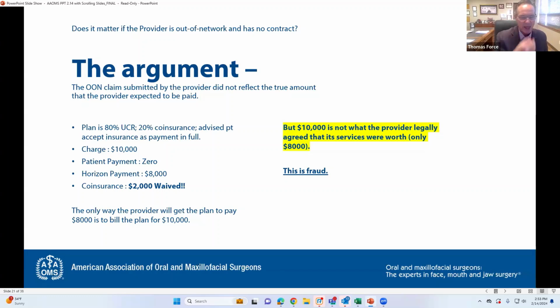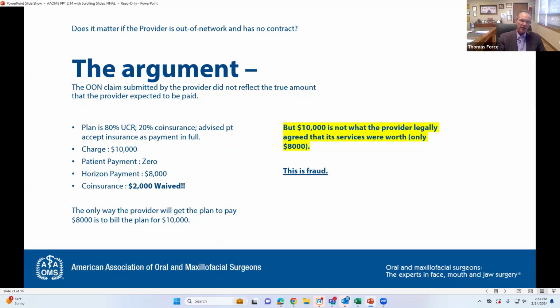So in this scenario, the plan is an 80% UCR, usual, reasonable, and customary plan. There's a 20% coinsurance. So you have a charge of $10,000 being billed to Horizon. The patient pays zero because technically the patient would be responsible for a $2,000 coinsurance, and the out-of-network ambulatory surgery center staff say, you don't have to pay your $2,000 coinsurance. We're waiving it. But I have a $100 coinsurance if I go to the hospital up the road. Well, if you come to us, you'll actually have less of a cost share. You'll have zero cost share.